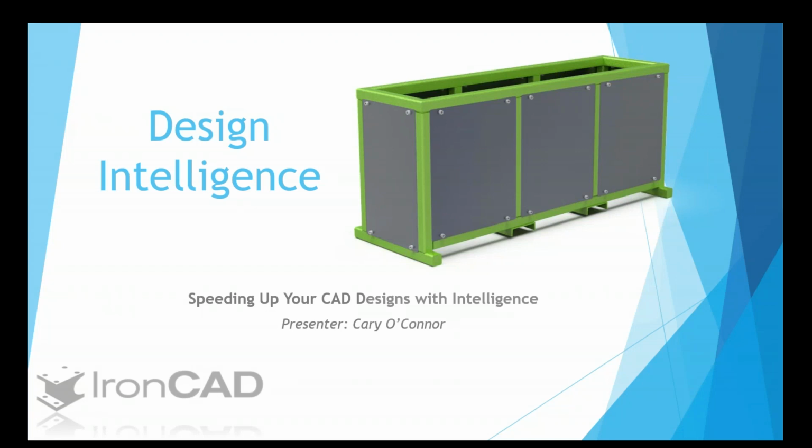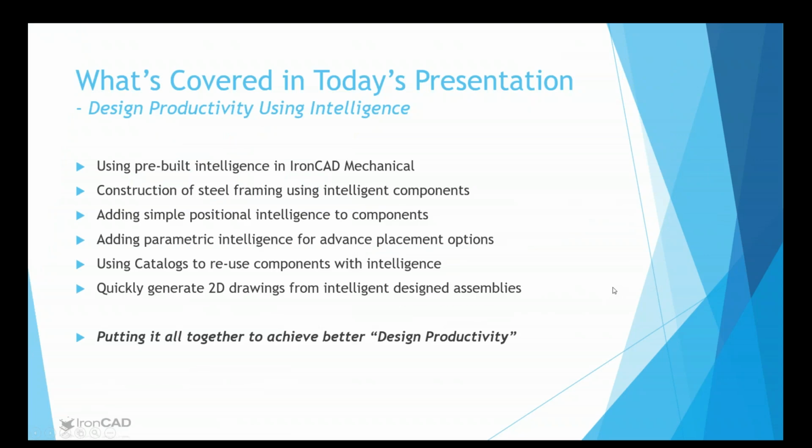I don't want to waste too much time in the beginning here with some PowerPoint, so let's jump in. What we're going to cover today is how you can increase your design productivity by using intelligence in your designs. In IronCAD, we have a lot of pre-built intelligence, especially included in tools like IronCAD Mechanical, which is a design extension to IronCAD that we'll highlight today. It also shows how you can use things like steel framing that have intelligence already built in to quickly build your machine components. We'll show how easy it is to add simple positional and orientation intelligence to any component that you create, whether it's for machine design or other aspects of design in IronCAD.